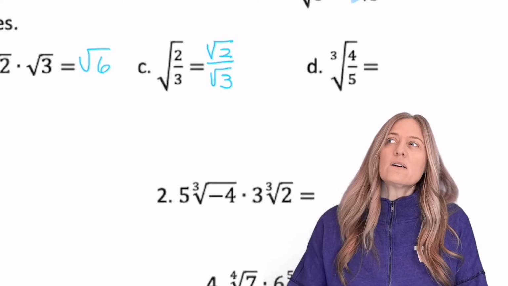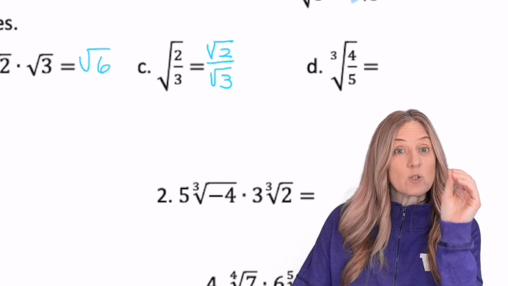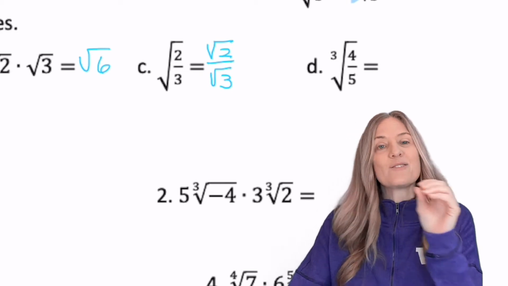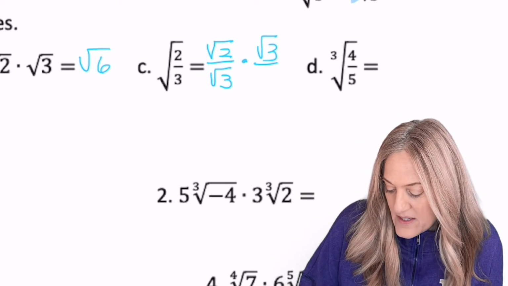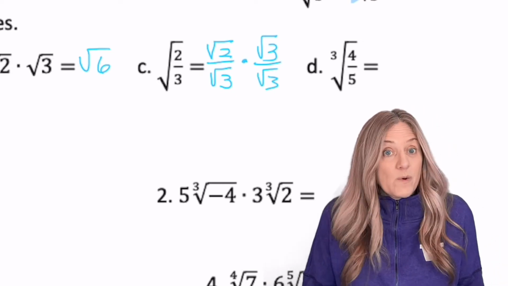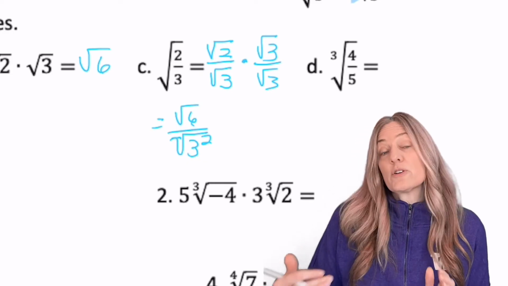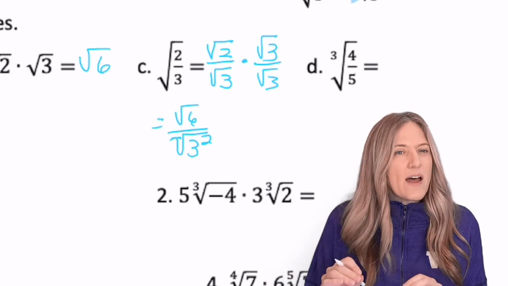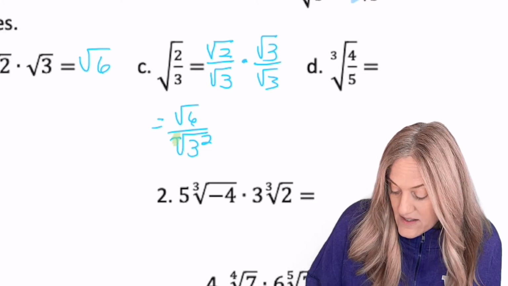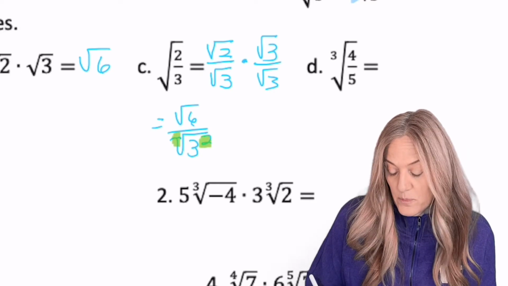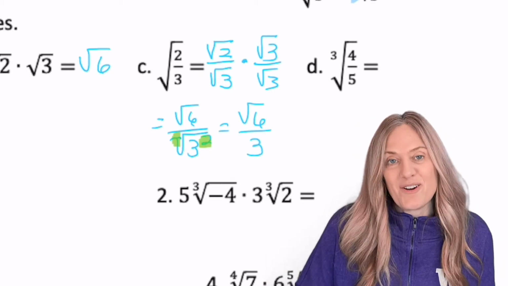Now, if I want to clear a square root, how many things do I need? 2, because if I have the square root of something squared, those will undo each other. So in this case, I want my creative form of 1 to be square root of 3 over square root of 3. That leaves square root of 6 over square root of 3 squared. I wrote it that way to emphasize that we must match the index of 2 to the power of 2. Final answer, square root of 6 divided by 3. Go ahead, start on D.